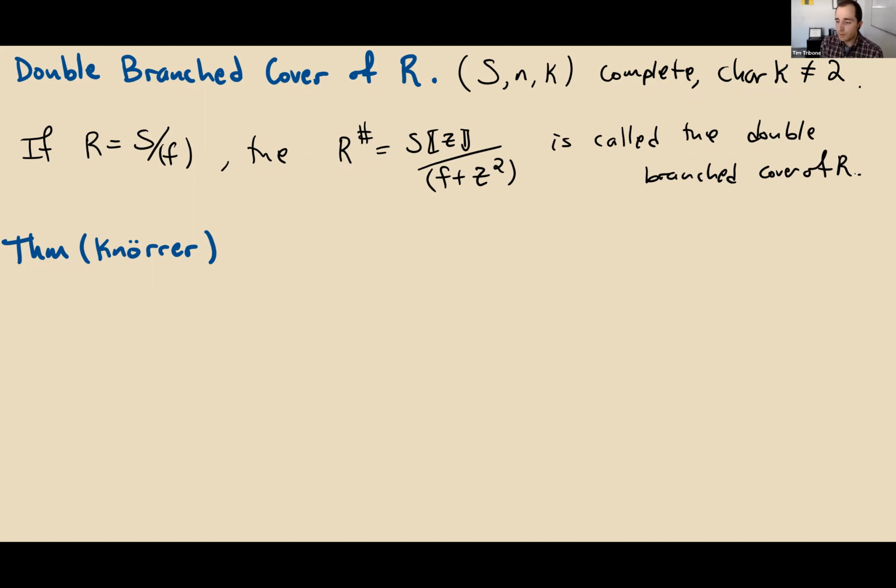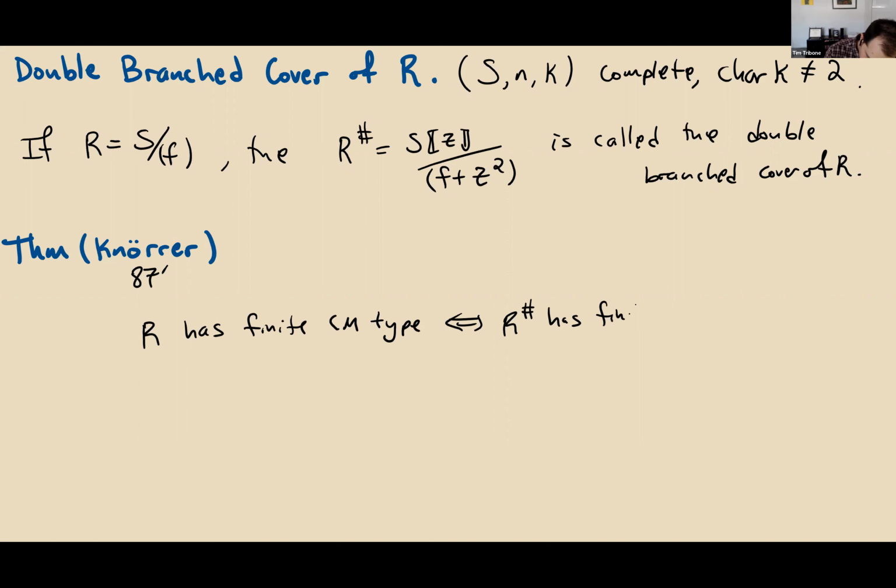Okay. And so the main theorem that I want to tell you about with double branched covers comes from Knörrer, also from 1987. And it says the following. What Knörrer identified was that if you have a hypersurface ring R, then R has finite CM type if and only if the same is true for the branched cover, R sharp.